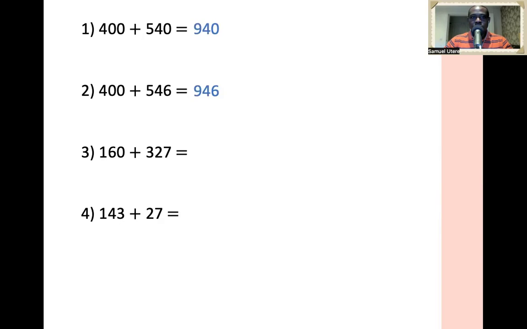400 plus 546, you can see we can use that result to answer this because this is just 6 more than 540. So 546 is just 6 more than 540. And then that one is 487 and 170. So I wonder how you solved these problems, but we'll see formal methods of addition which we could have applied to solve these problems.